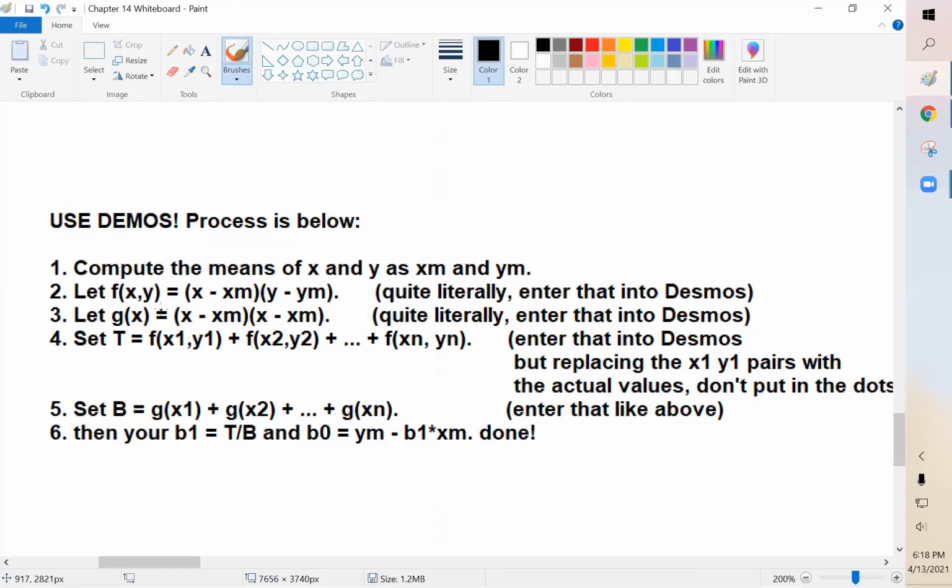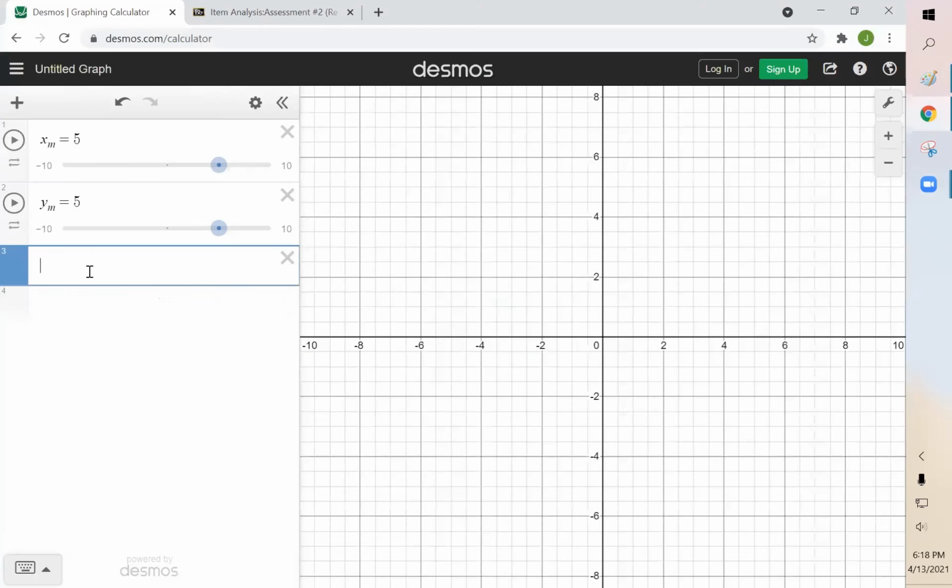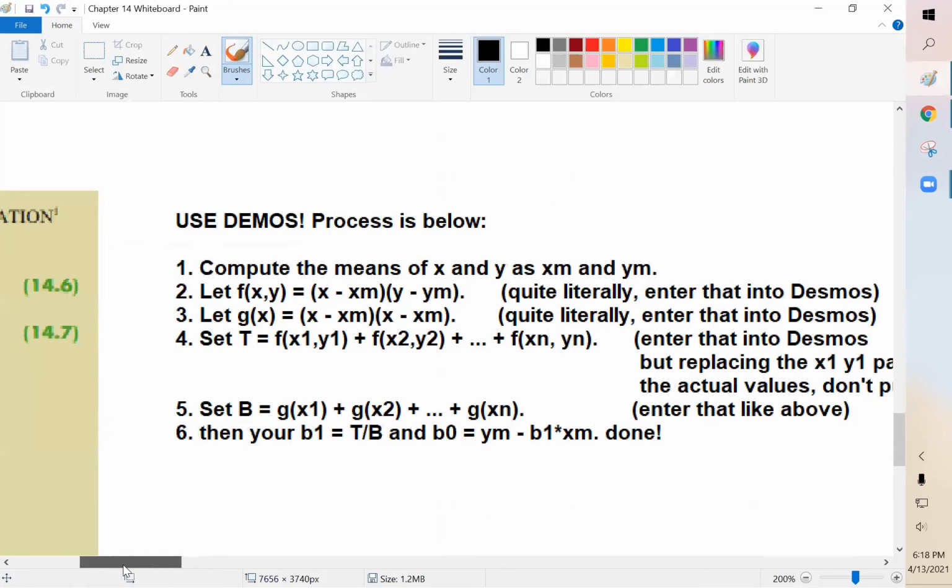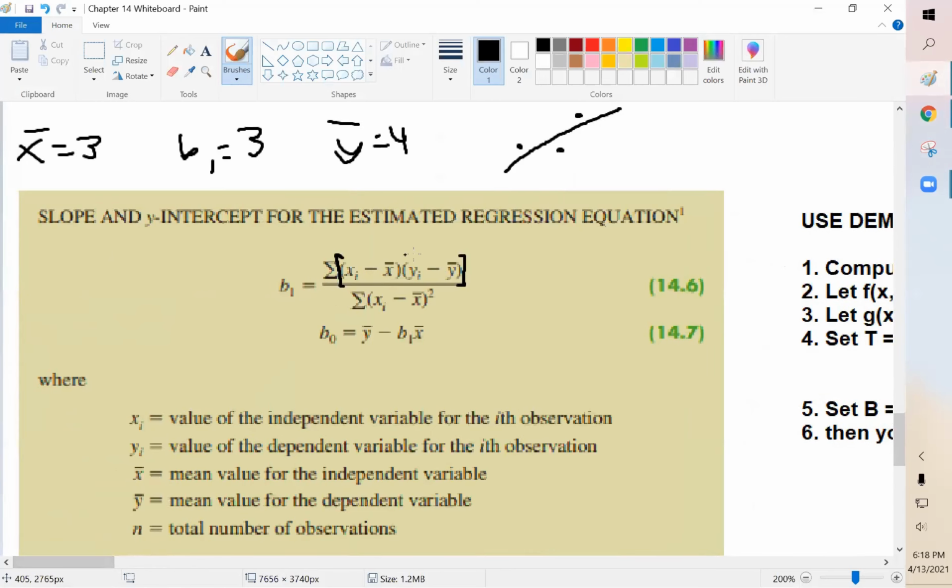Now, if we go back here, you can actually use this notation and you'll see why I use it in a moment. So we're going to let f of x comma y equal x minus xm times y minus ym. And this, if I pull back up here so you can see it, is this thing right here. That's part of the numerator.